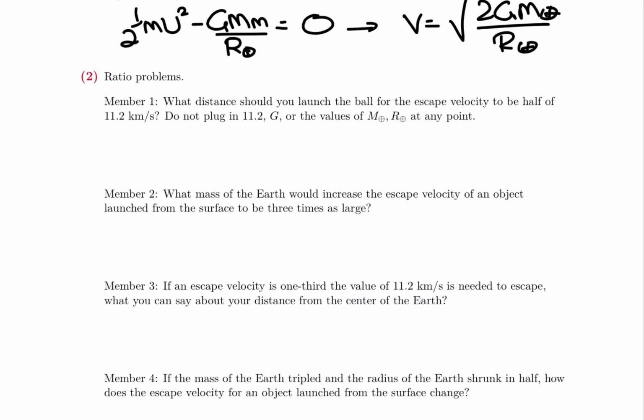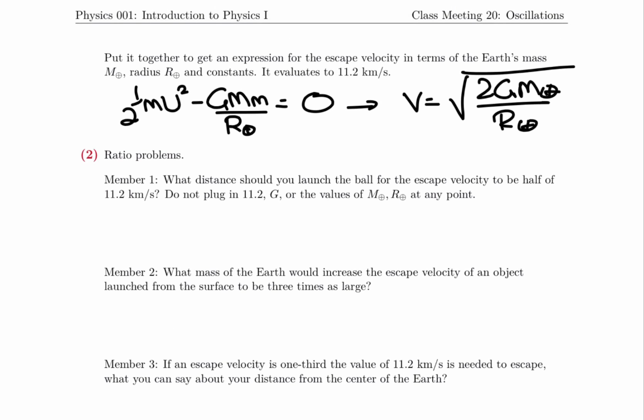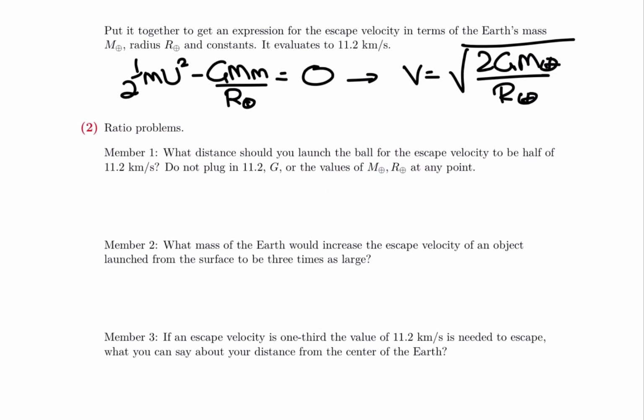What distance should you launch the ball? So then it does a bunch of ratio problems using this. So I'll just do one of them. I'll do number 2. What mass of the Earth would increase the escape velocity of an object launched from the surface to be 3 times as large? So again, essentially I have 2 things I'm comparing, a new scenario and an old scenario. This is saying that the new scenario has an escape velocity that is 3 times the old scenario. Nothing is being mentioned about the radius of the Earth changing, so it stays the same. And then the question is, what mass is needed to achieve this?